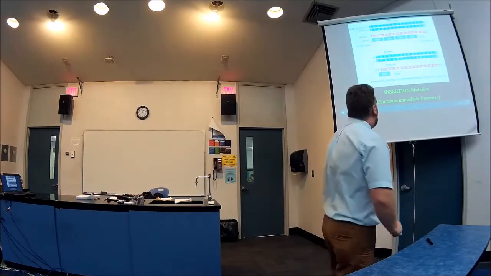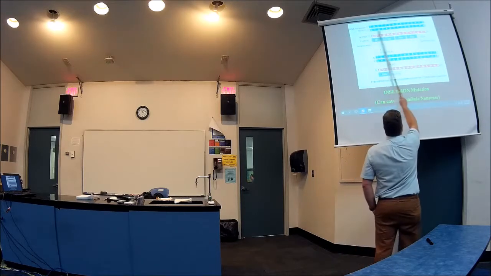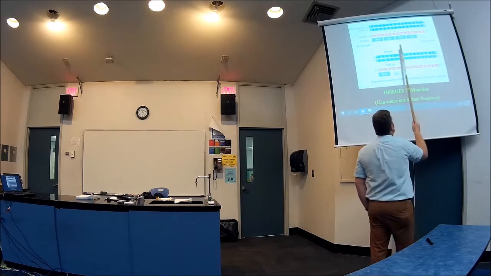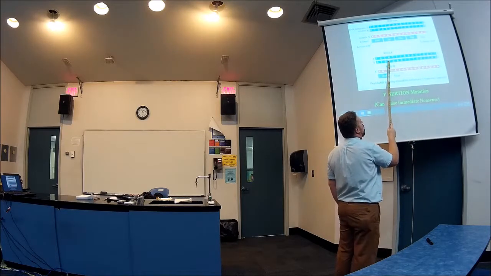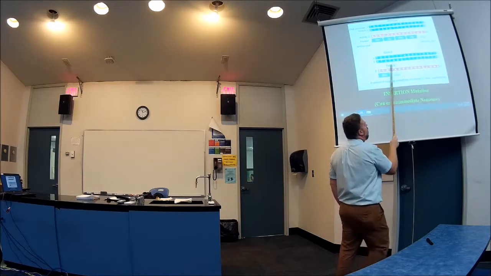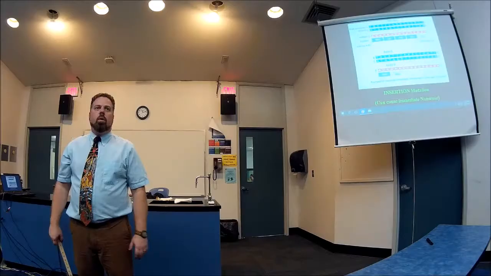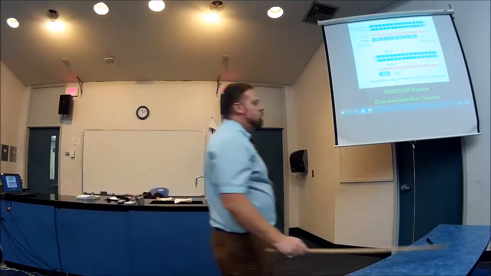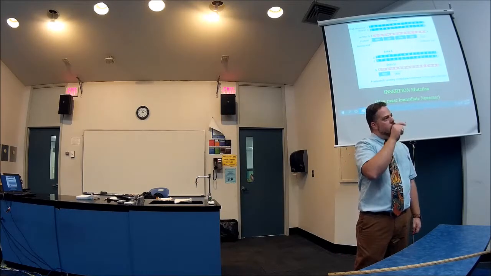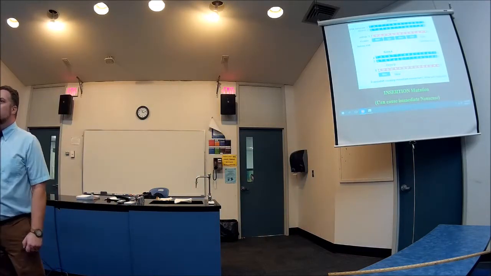So here's an insertion. Okay? Here's where the normal is up here. And we're going to add an extra A in here. That can cause a stop over here. But all these other ones are going to be messed up too. You're adding, you're shifting over that frame. And it could lead to a stop much earlier. We've seen it where a stop, nonsense, you could actually have a stop by just changing a letter, but this is changing the whole DNA by shifting it over. Is that clear?